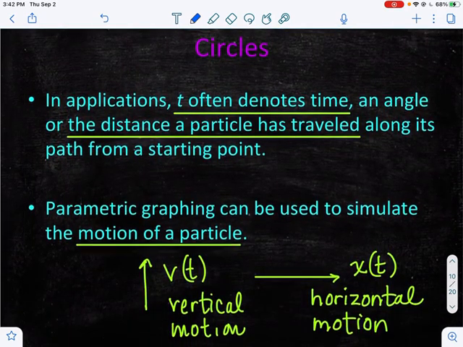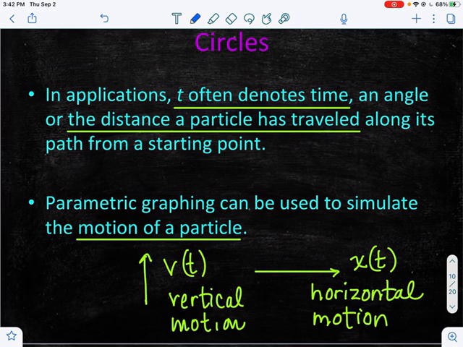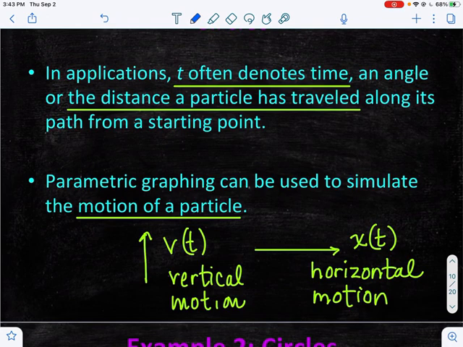So with circles, there are applications where t denotes time, an angle, or the distance a particle has traveled along its path from a starting point. So there are different things t can stand for. Sometimes we use t as an angle, other times we use theta.